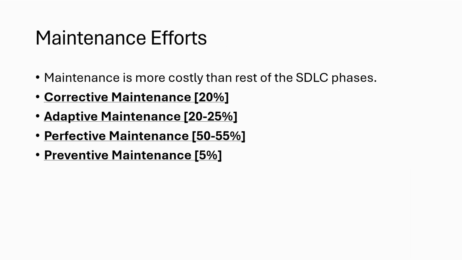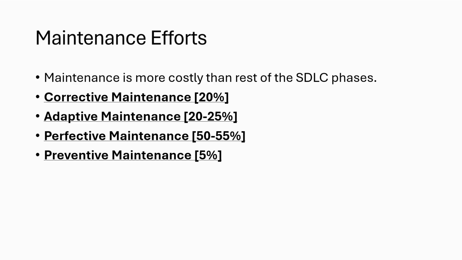Like I previously said, 50 to 55% coverage is done by perfective maintenance. So maintenance is more costly than the rest of the SDLC phases, like requirement analysis, designing, coding, and testing. All of them combined cost less than maintenance. We will discuss SDLC in detail in another video. So the main focus of this video is on the maintenance part.